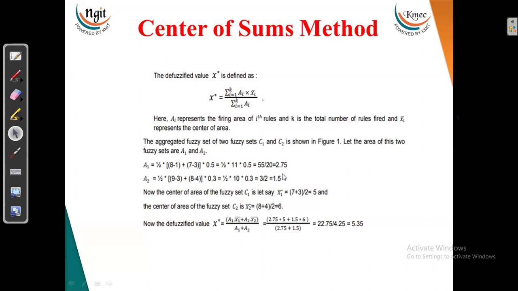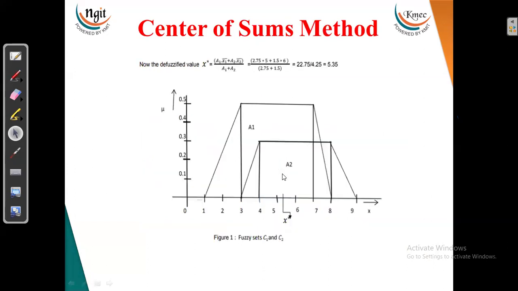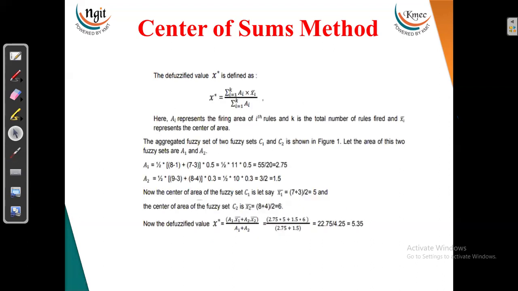This calculation we can look at, no problem. Now if you check the A2 value: here the end is 9, so 9 minus 3, and for this line, 8 minus 4. So the value is half into (9 minus 3 plus 8 minus 4). And what is the top value? The y value is 0.3. So half into (9 minus 3 plus 8 minus 4) into 0.3. This way we will calculate A1 and A2.